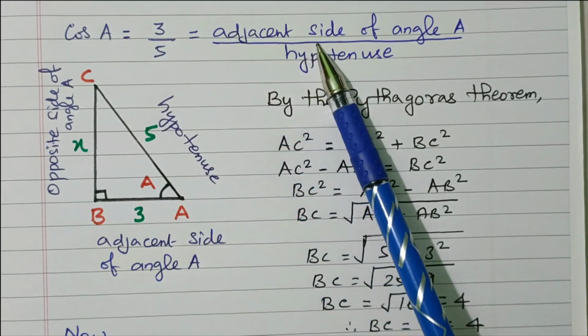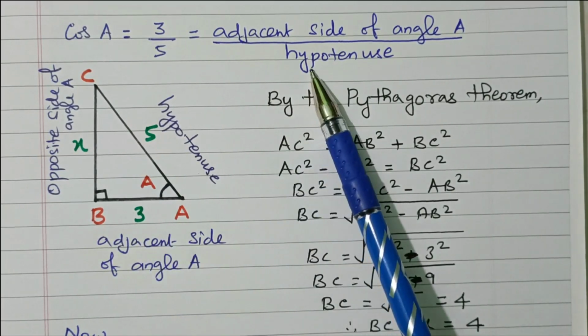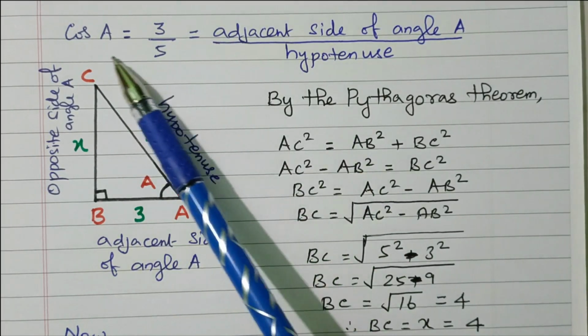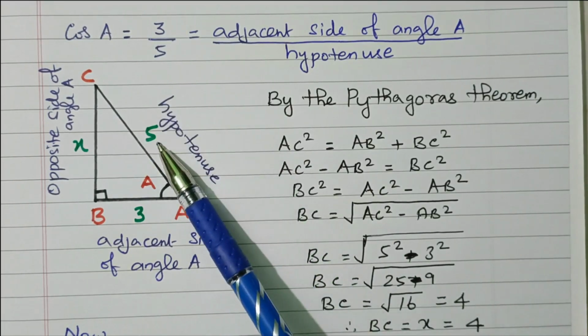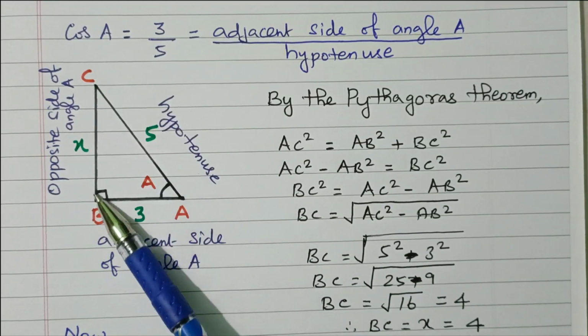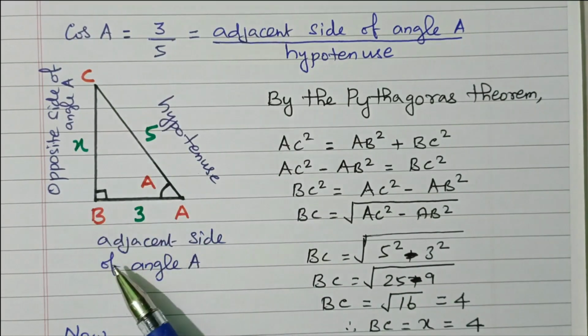So the adjacent side of angle A is given. This AB is given as 3. Then similarly hypotenuse is also given, 5. From cos A we are able to know the adjacent side and hypotenuse, that is 5. But this opposite side is not given. Right? We need to calculate the opposite side.